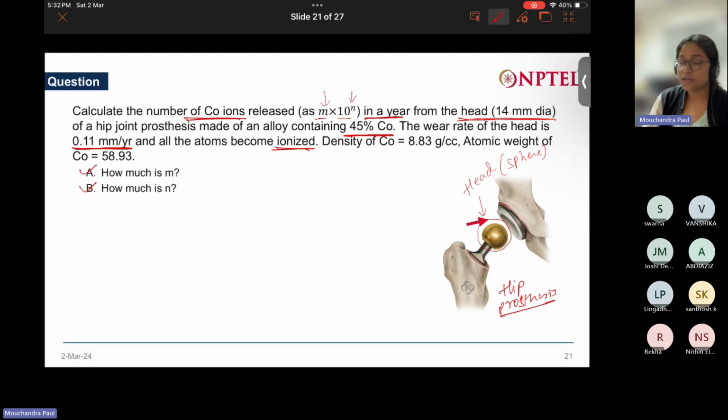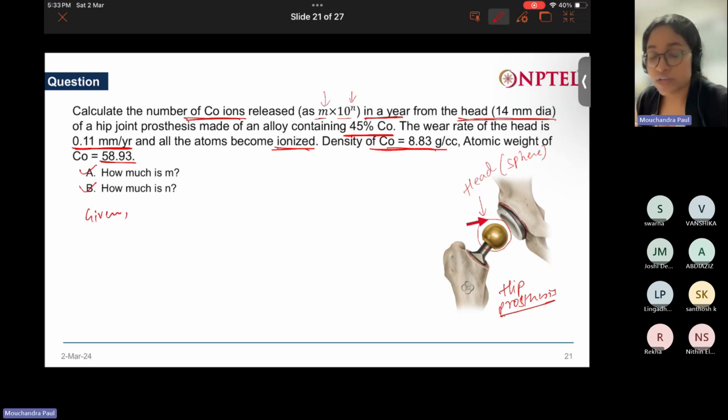What more data is given to you? Density of cobalt is given and the atomic weight is given. You have to calculate the number of cobalt ions released in a year. So how will you start? You will first mention in your notebook what all data is given to you so that everything looks simplified.